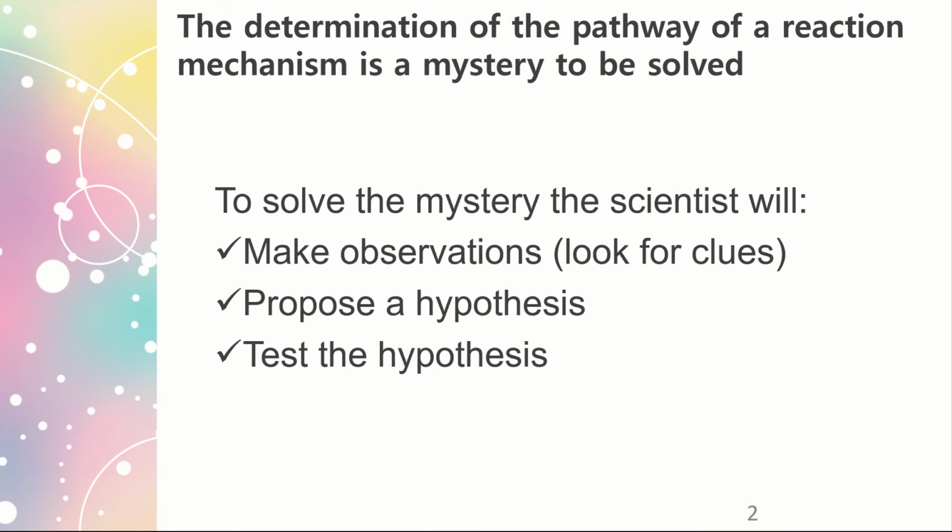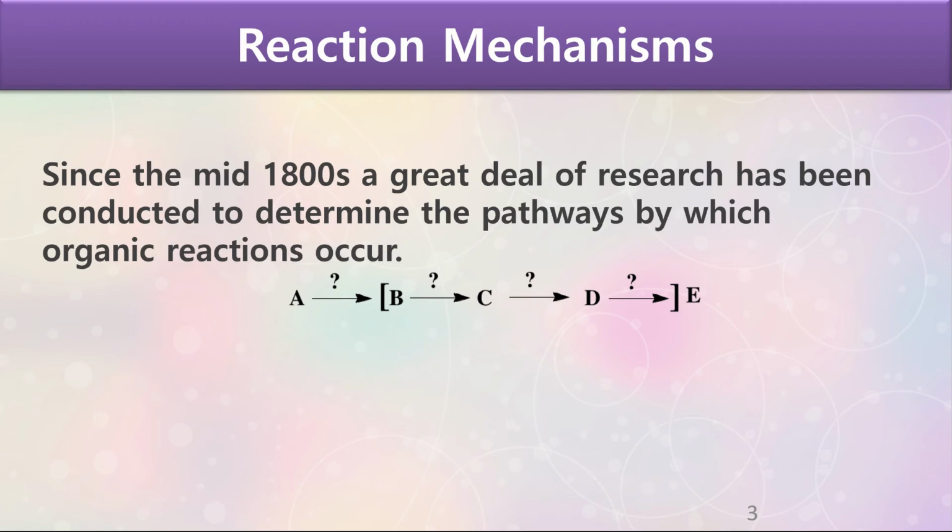So the determination of the pathway of a reaction mechanism is a mystery to be solved. To solve the mystery, the scientists will make observations, that is, look for clues into what could be the pathway. We're going to propose a hypothesis, and then we're going to test the hypothesis.